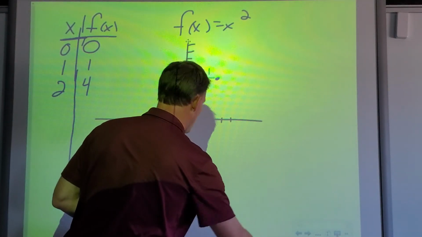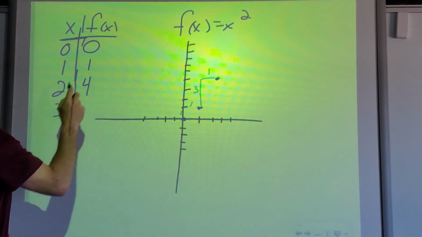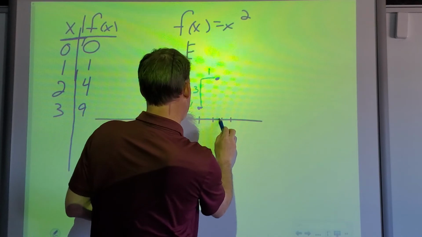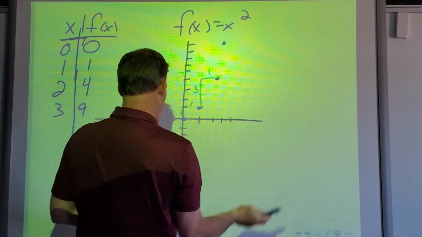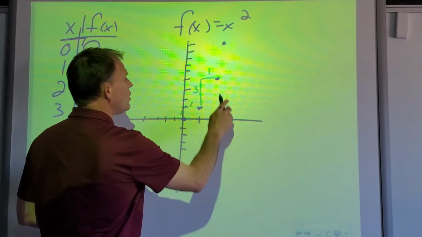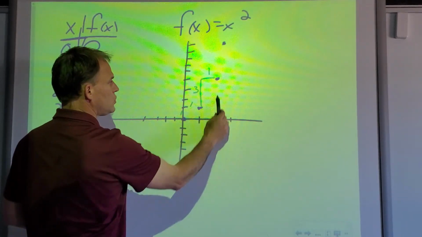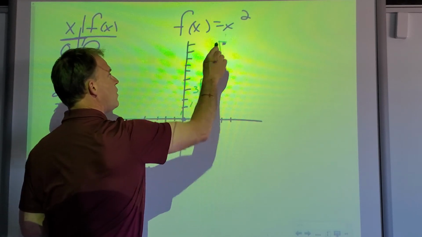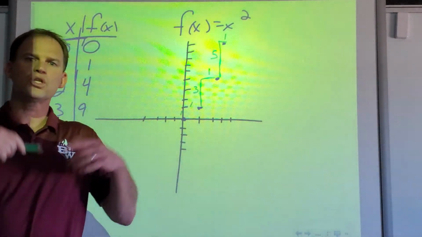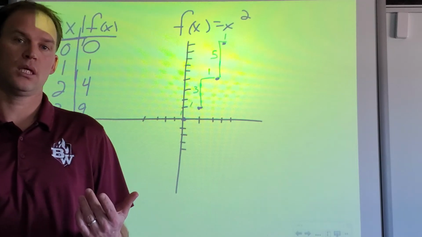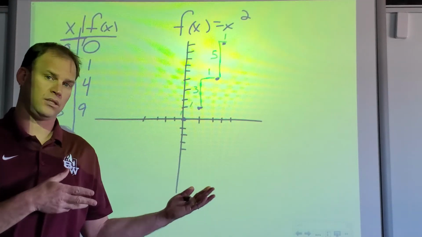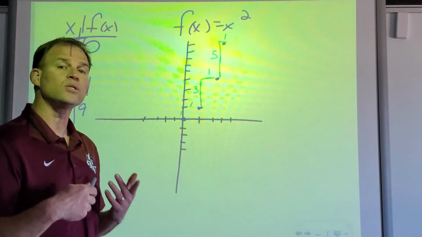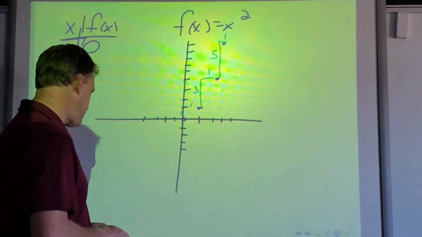All right, let's look at the next one. What happens if I plug in 3? What's 3 squared? Yeah, 9. So 3, 9. What's the slope from here to here? Well, remember this was 2, 4, so I'm going up 5 now. Right, 1. So the slope changes. It's not a constant slope, which would be a straight line. It's changing all the time. That's why it's a curved shape.